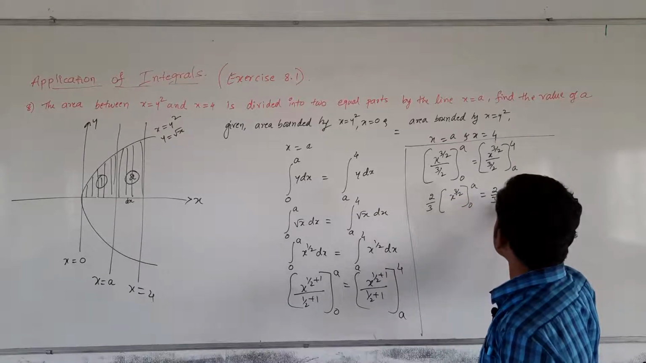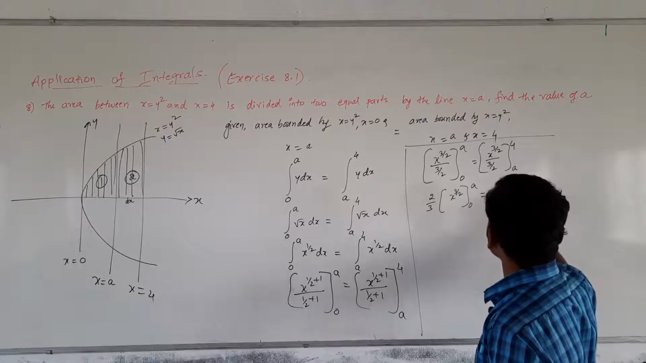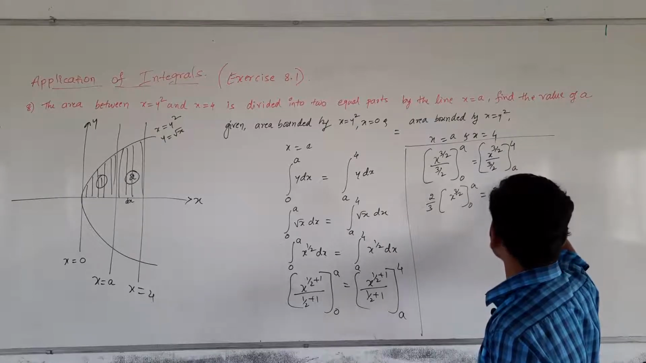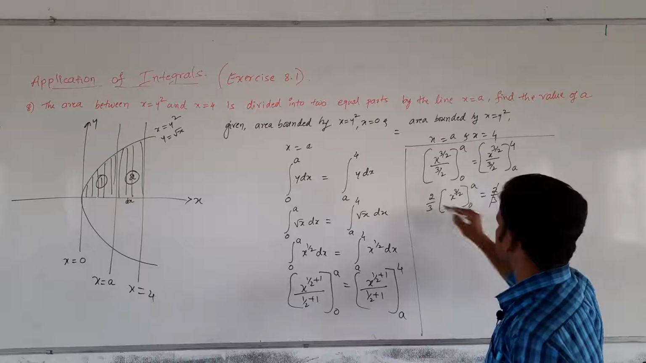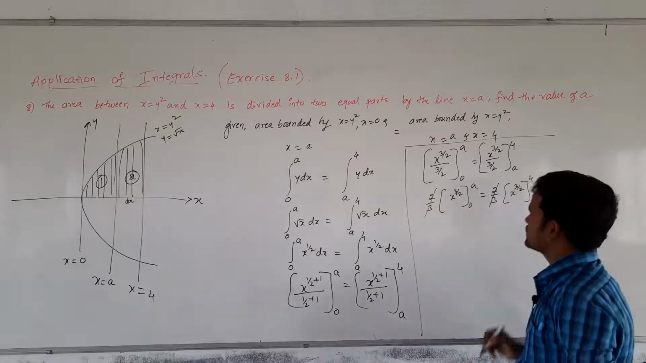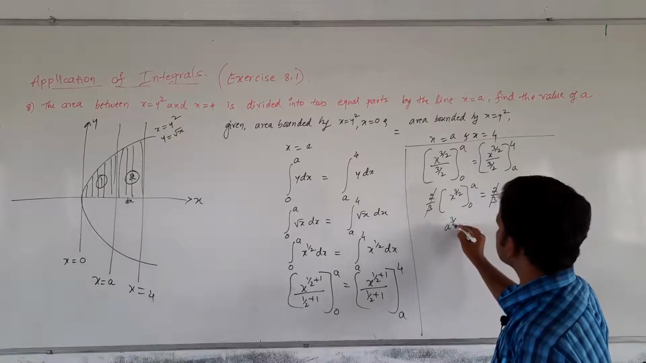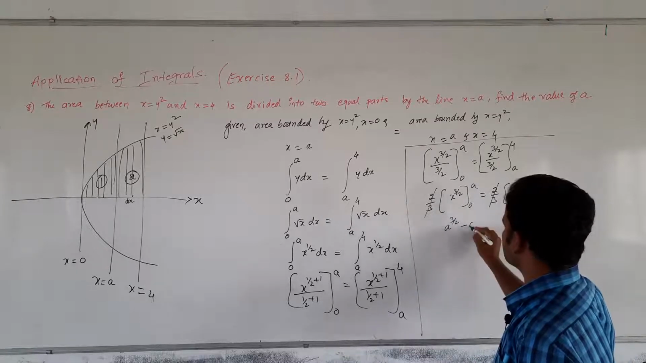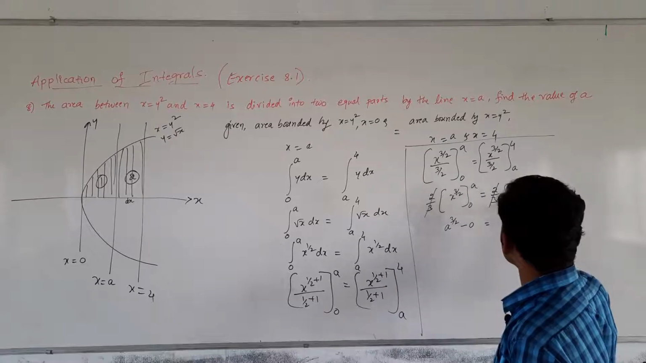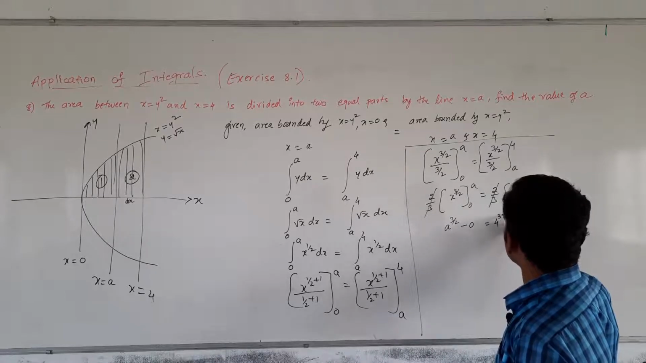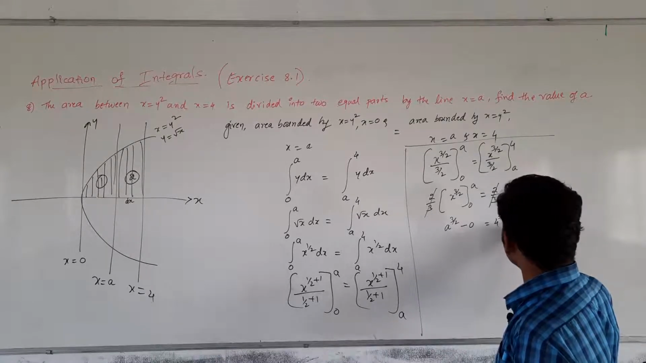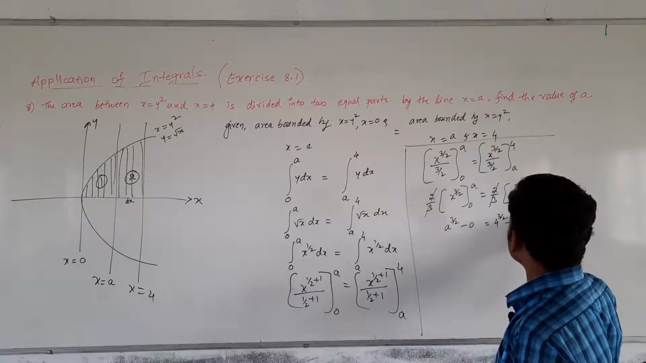Again here this is 2 by 3 into x raised to 3 by 2, sorry, it is not 4, from a to 4. The 2 by 3 get cancels out. Now you substitute upper limit and lower limit. This is a raised to 3 by 2 minus 0 raised to 3 by 2, which is 0, which is equal to, substituting the upper limit, 4 raised to 3 by 2 minus lower limit a raised to 3 by 2.